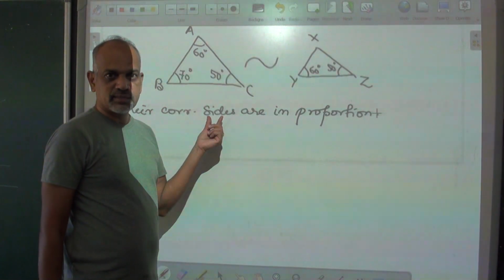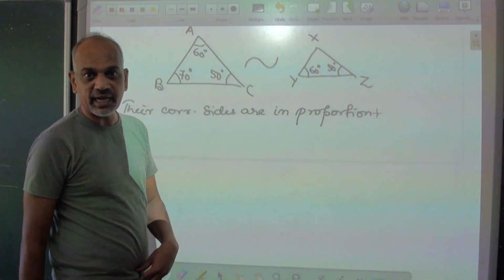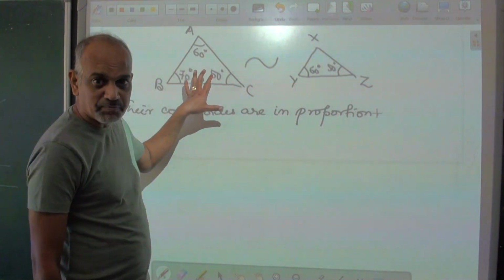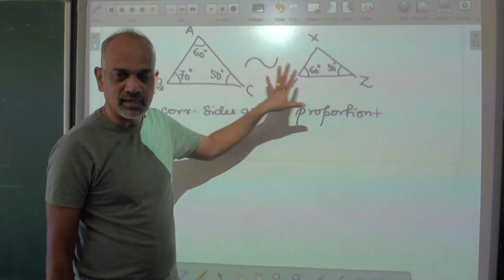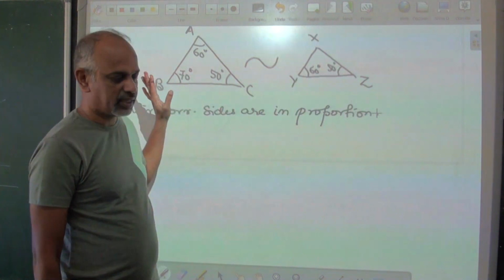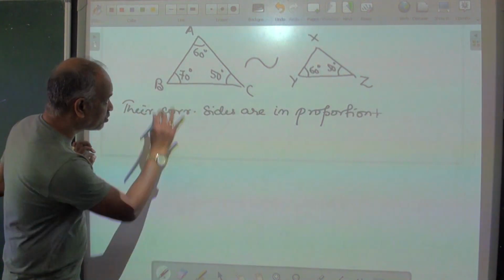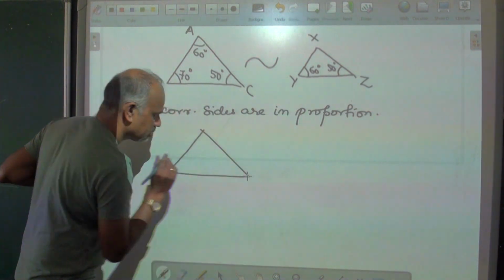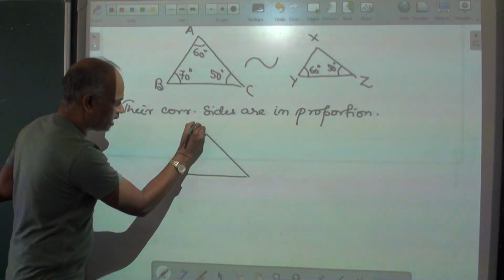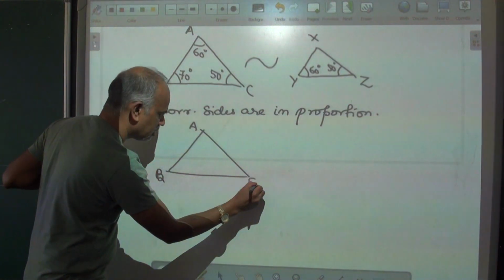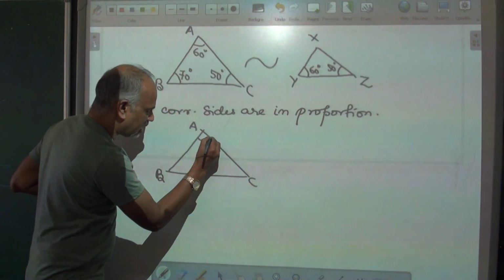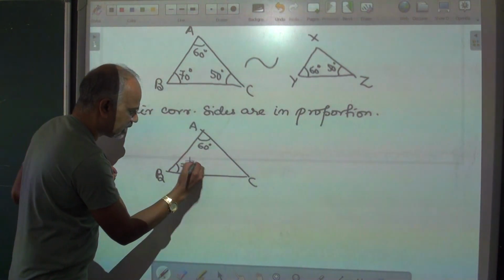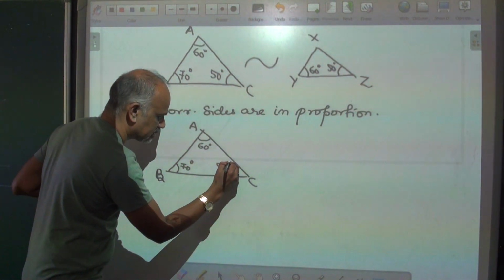Corresponding sides, I said. So you have to know which side corresponds to which one. Okay. For that, it's always better to draw both the triangles in the same way. So what I am going to do is, I am just going to draw the first triangle. Okay. And name it A, B, C. Angles are A is 60, B is 70 and C is 50 degrees.